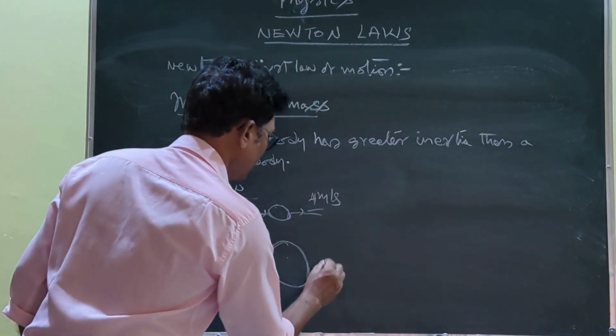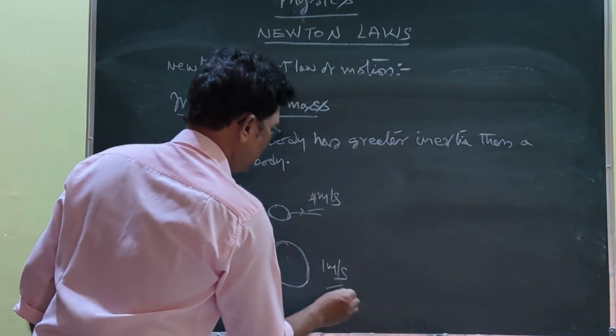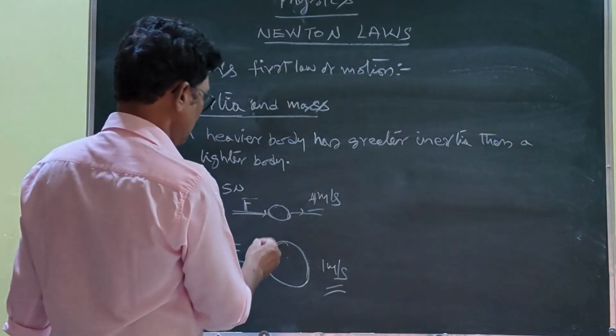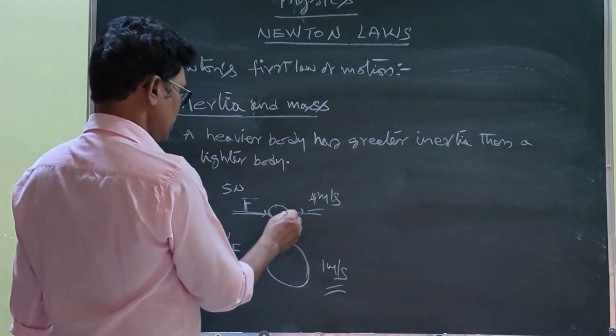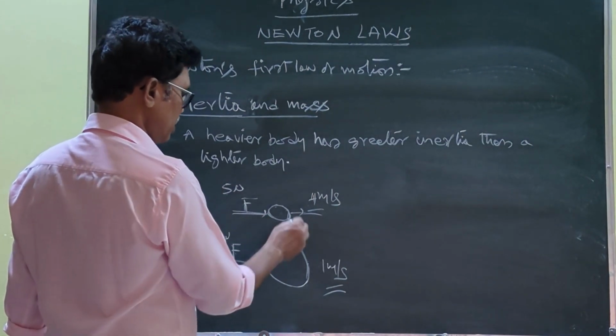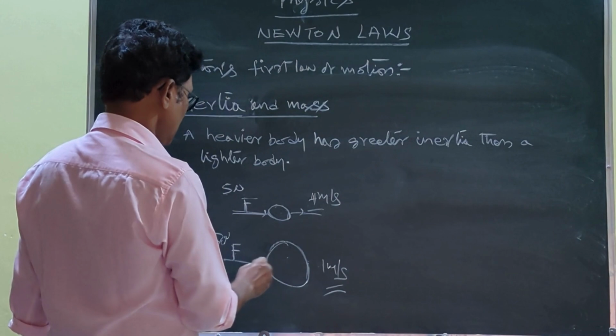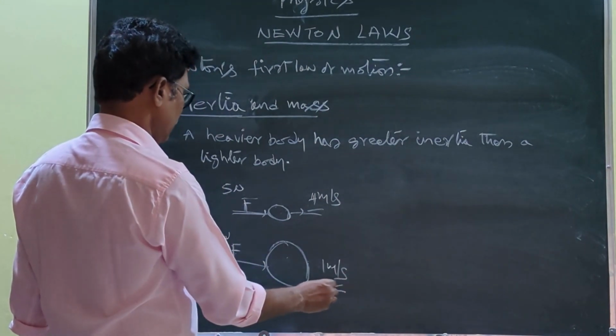This object is moving with 1 meter per second velocity. Why? Because the same magnitude of force is applied, but this one is moving with 4 meters per second velocity, and this one is moving with 1 meter per second velocity.